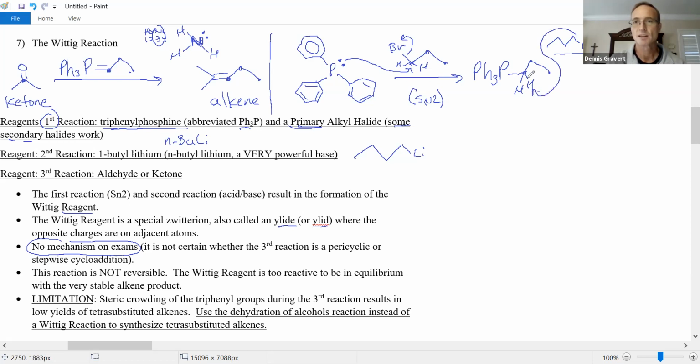removes a hydrogen. Maybe I should pick the other one. Let's pick the other hydrogen, it's closer. And then these bonding electrons collapse to make the double bond. And now we have the Wittig reagent. There we go.